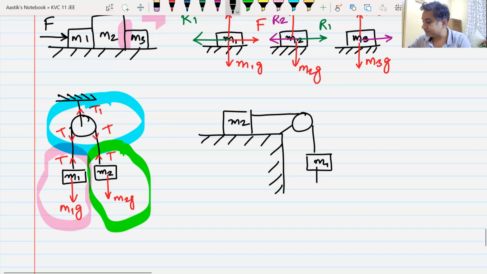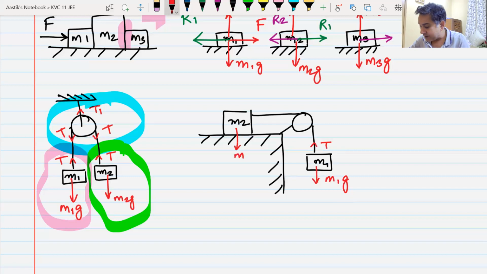Let me start with M1. So the weight of the block, M1g, goes down. There is a string. The tension in the string is T. This is the free body diagram of M1. To draw the free body diagram of M2, I draw the weight M2g. But I understand that this is kept on a surface, so this surface would be giving it a normal reaction. Let me call this N2. It is attached to a string, and the string is giving it the tension T. So this is the free body diagram of block M2.